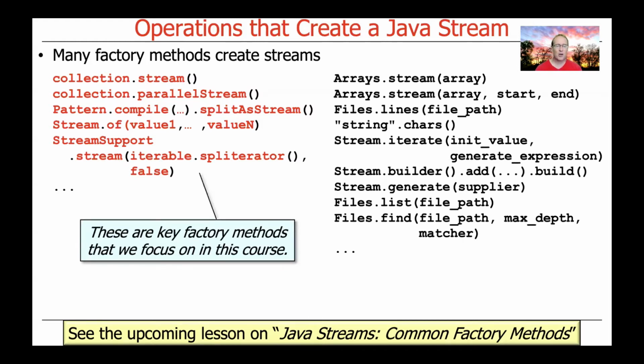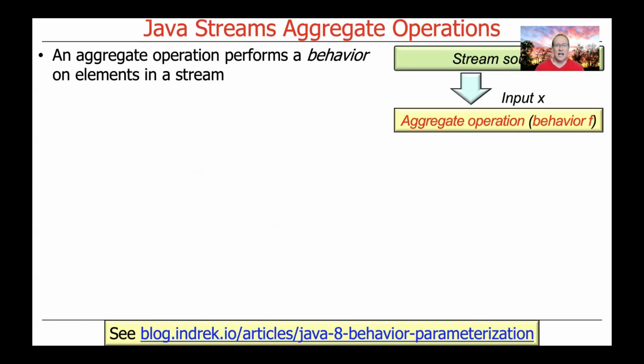We've already seen that. We'll also talk about something called StreamSupport.stream, which is useful when combined with something called spliterators. And you'll see that as part of your upcoming assignments, you have to implement spliterators. I think grad students do that in assignment 1B. Undergrads do it in assignment 2A. And then there's a bunch of other factory methods too that we won't spend as much time on, but we'll cover them a little bit. So let's talk about the aggregate operations next.